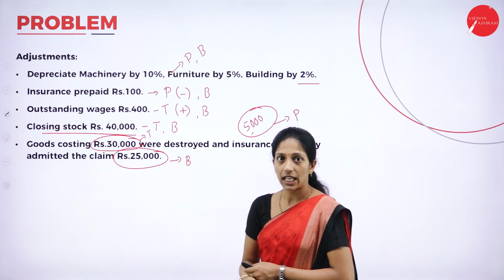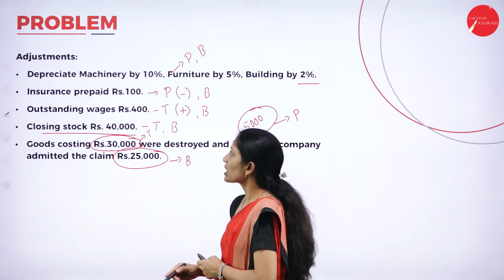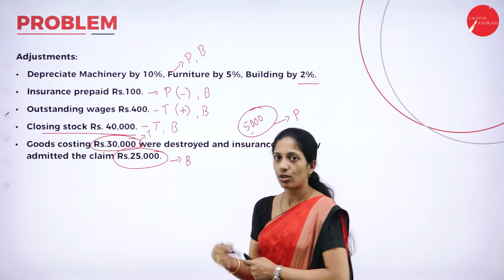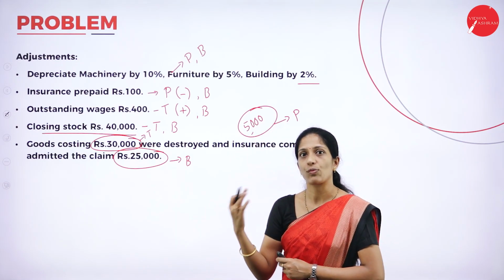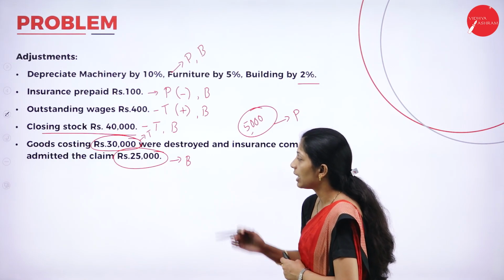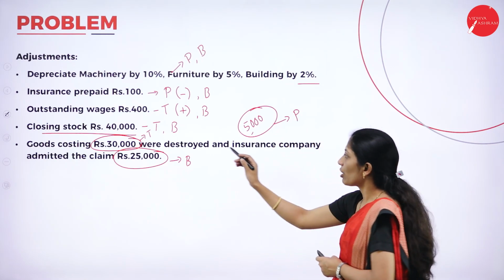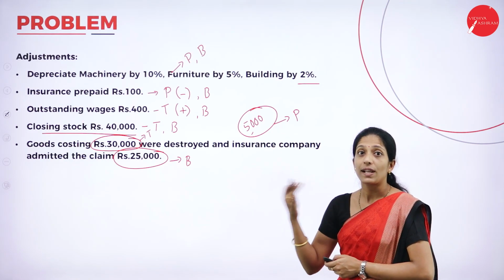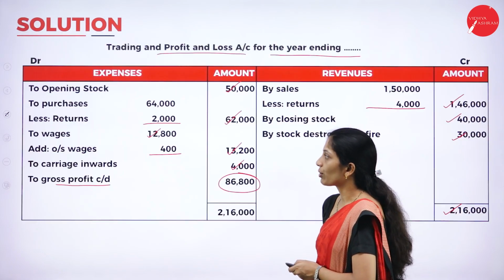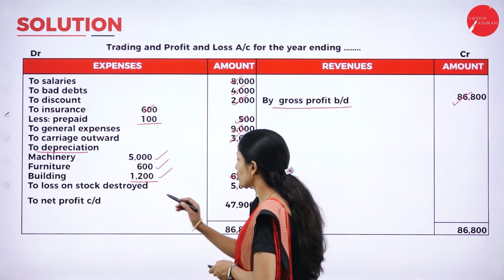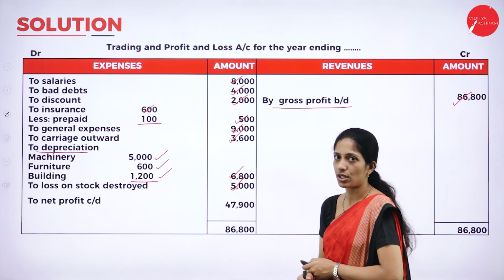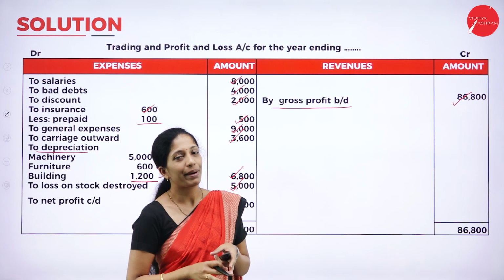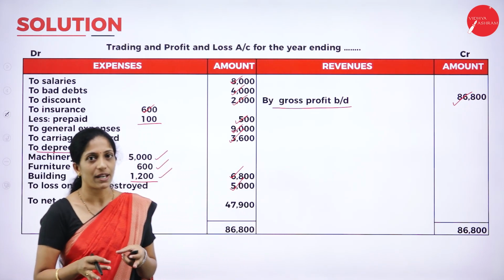Insurance prepaid we have taken, we have minus. Next, outstanding wages we have taken, we have added to wages. Closing stock. Once we have recorded in trading account and once it comes under balance sheet. Now, as I told you, this profit or loss on goods destroyed. Here it is a loss of 5,000. So, we have to record in the debit side. How to record? To loss on stock destroyed, how much? 5,000. Hope you are clear with this. So, we are done with all the items in the trial balance, at the same time all the adjustments also.